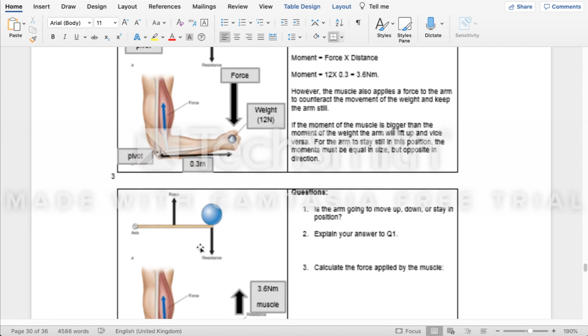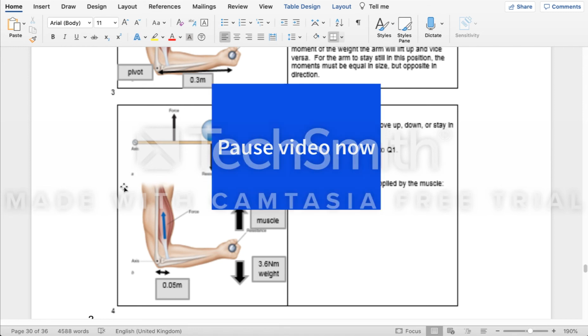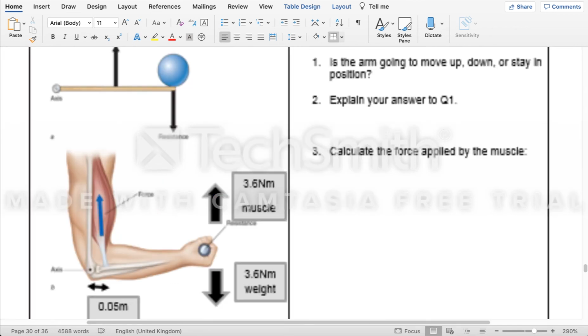So here's a question that we're going to try out together. Question 1: is the arm going to move up, down, or stay in the same position? By looking at this diagram, is it going to stay the same? Pause the video right now and try out questions 1, 2, and 3. I just wanted to zoom in on this picture because you might not have a clear view of it, so you can see clearly what I'm trying to explain here. So let's go with question 1.